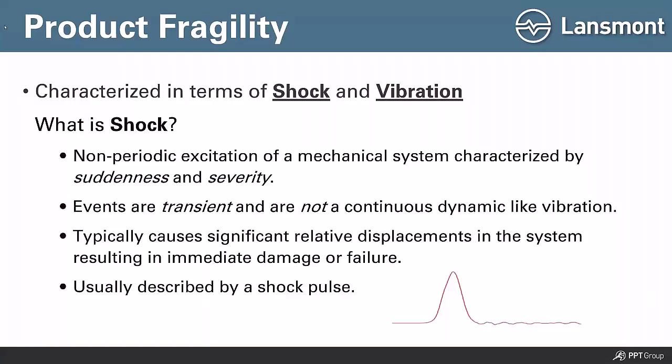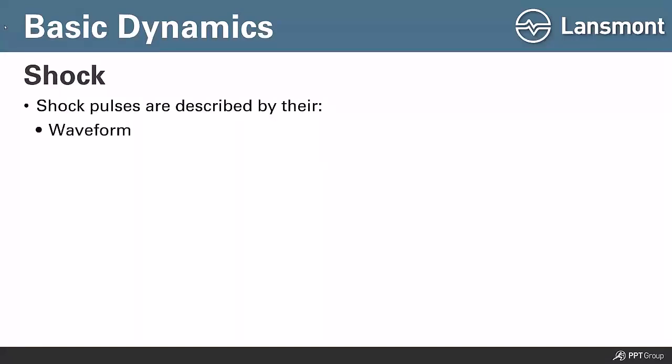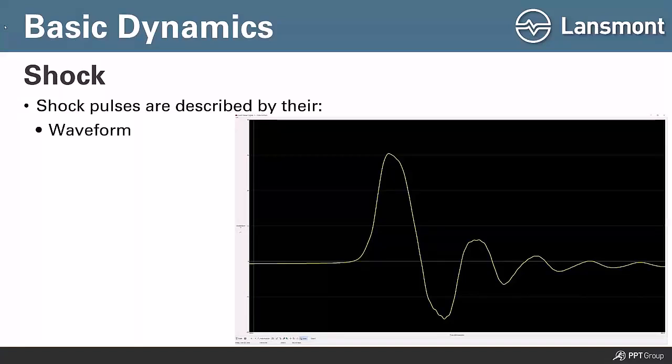We usually describe shock by shock pulses. I'm going to show you a couple of different ones moving forward that you can generate from a shock test machine. A little bit more about shock pulses themselves before moving on to the machines. Shock pulses are described by the waveform, which is what I'm showing here. That signal you see there is an acceleration waveform measured by an accelerometer. The y-axis is acceleration in terms of G's, and the x-axis is time. So that's an acceleration time history waveform.